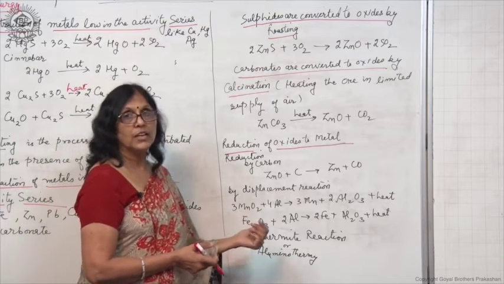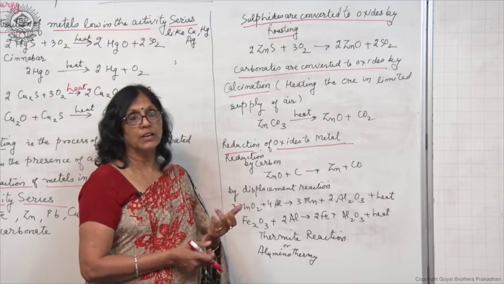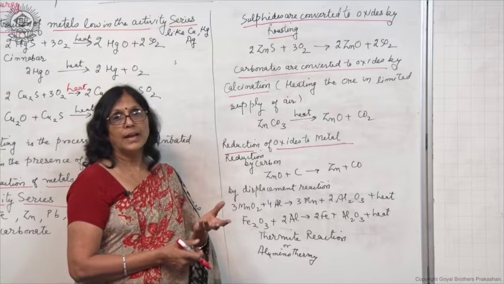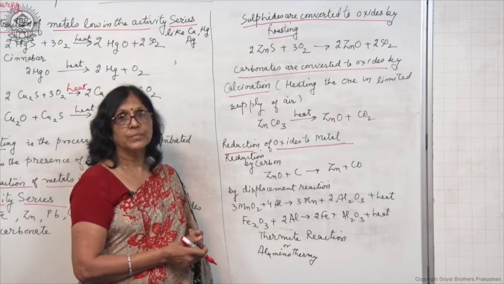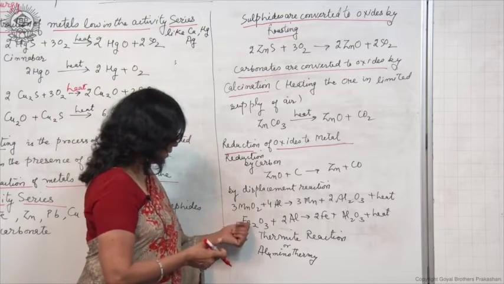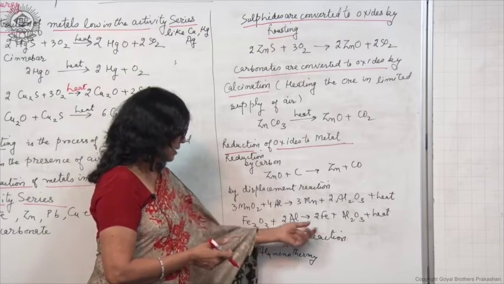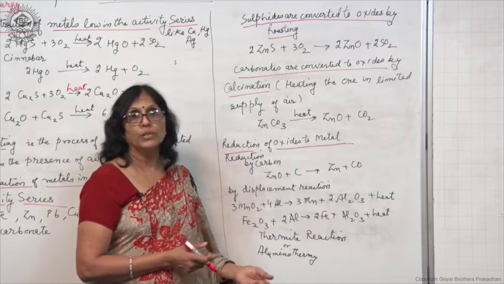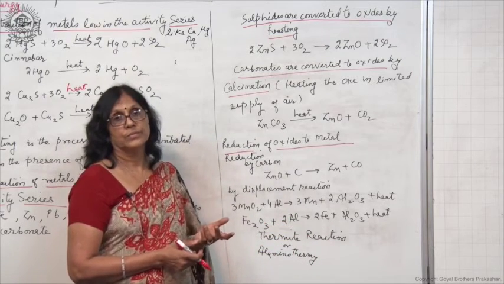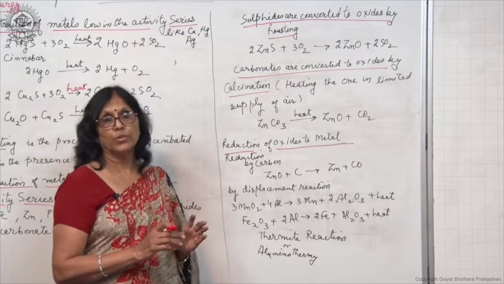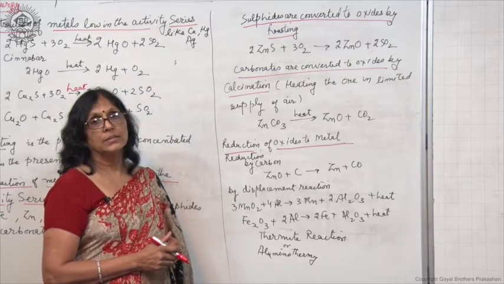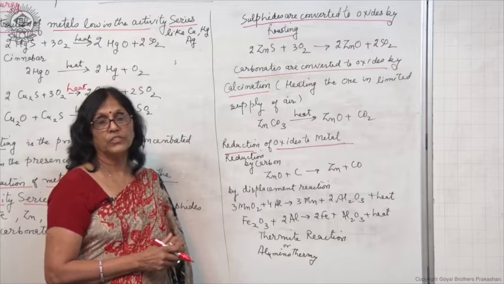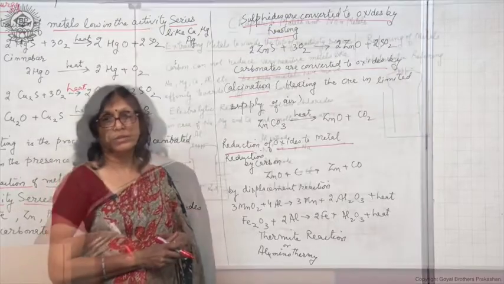So, this thermite reaction is used to join the railway tracks or the cracked parts of a machine, because in this reaction particularly a lot of heat is generated, due to which iron is formed in the molten state and joins the broken railway tracks and the machine parts. So, thermite reaction is very useful in this way.